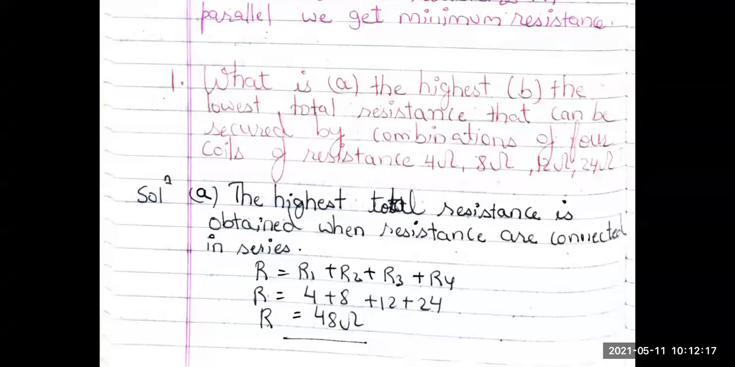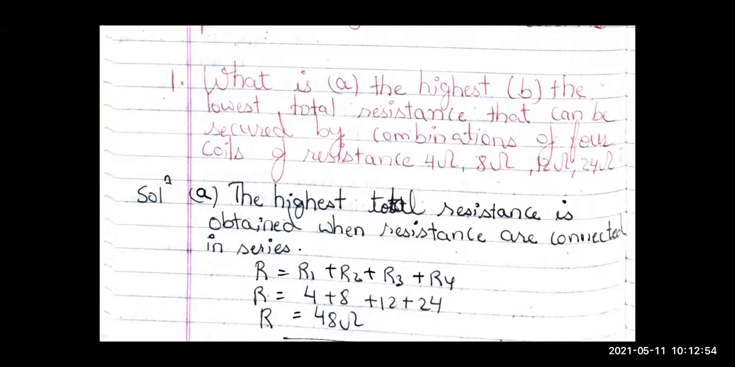What is A, the highest, B, the lowest total resistance that can be secured by a combination of 4 coils of resistances, 4 ohm, 8 ohm, 12 ohm and 24 ohm. So children, here you have to find the highest resistance. Highest resistance, we know, is the total resistance when the resistors are connected in series. So for highest total resistance, we need to connect them in series. And for lowest total resistance, we need to connect them in parallel. So let's start with it.